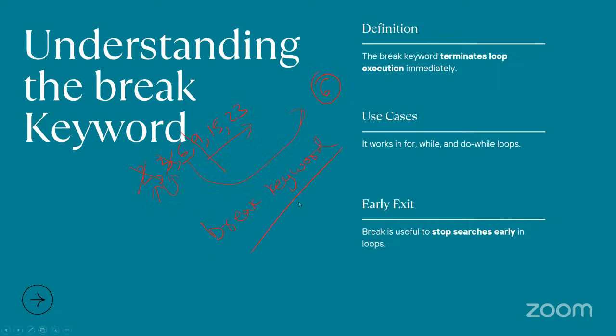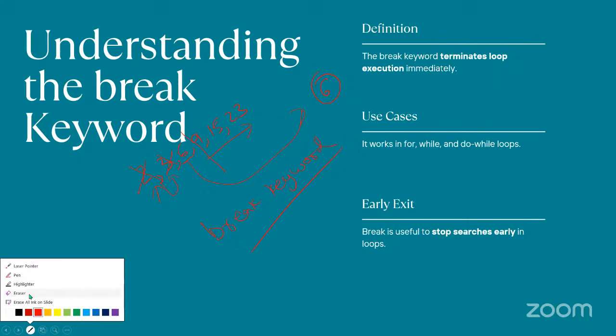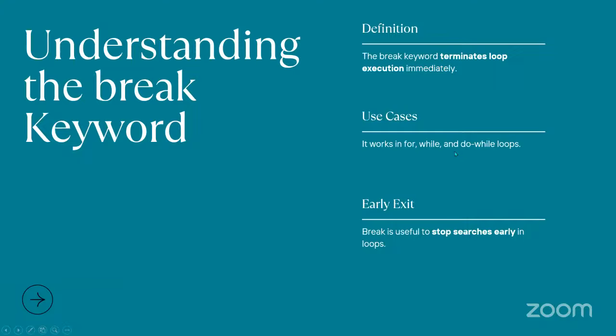Right? So the break keyword, if you see the definition, terminates the loop execution immediately. It is used in all three loop constructs, whether it be for, while, or do while. And you may remember that this break keyword is also used in the switch case construct, right? To prevent the fall through behavior, the break is also used there.